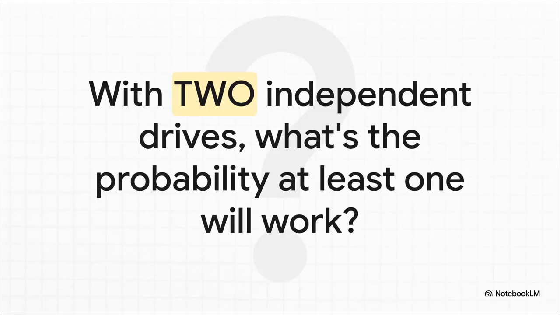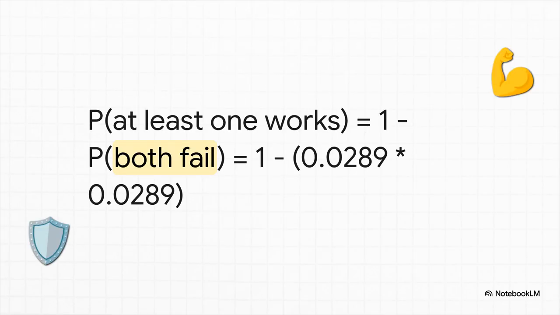Okay, 97.1% is pretty good. But what if pretty good isn't good enough? What if this is mission-critical data we're talking about? What happens if we put a second hard drive in the computer as a backup? Now, figuring this out is a brilliant little puzzle. Think about it. What's the only way for you to lose all your data? The only way is if both drives fail. So we can calculate the probability of that one bad outcome. That's an and problem, right? Drive 1 fails and drive 2 fails. So we multiply their failure rates.